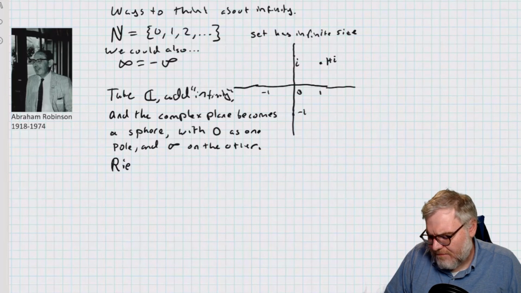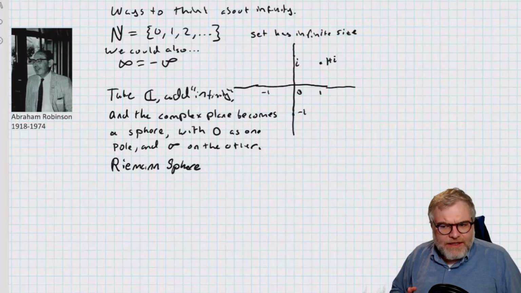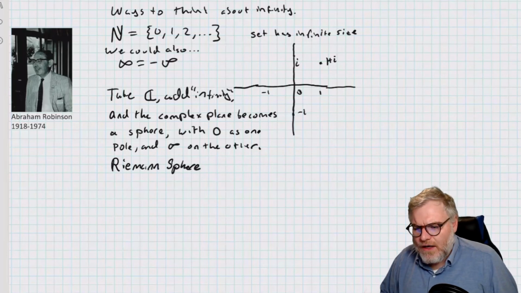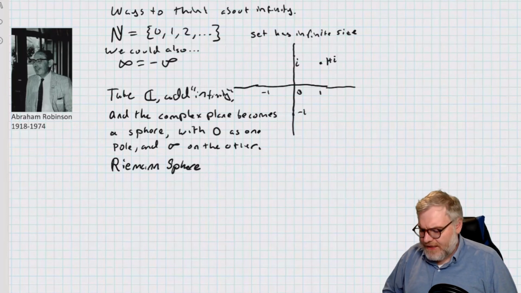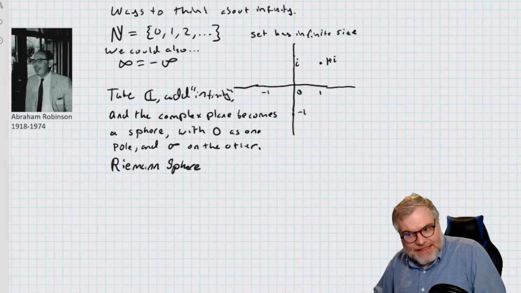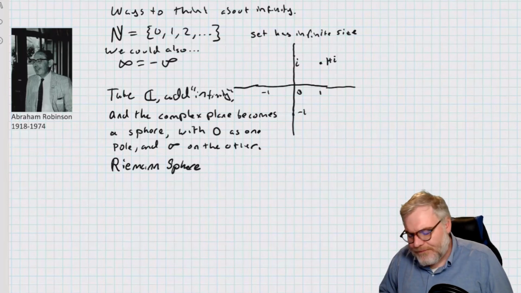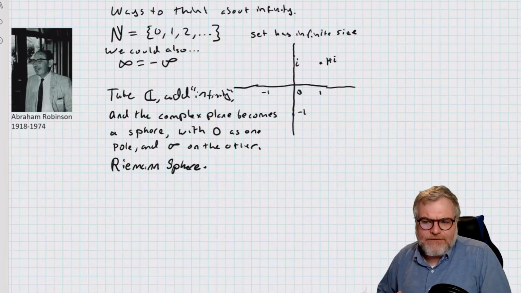So if you're interested in math, you can look up the Riemann sphere, and it gives you some really interesting things. Things like 1 over x has a limit as x goes to 0. It's infinity. And 1 over 0 is well defined. That's infinity. And 1 over infinity is 0. So you can do things like that. And that's one interesting way of viewing numbers.